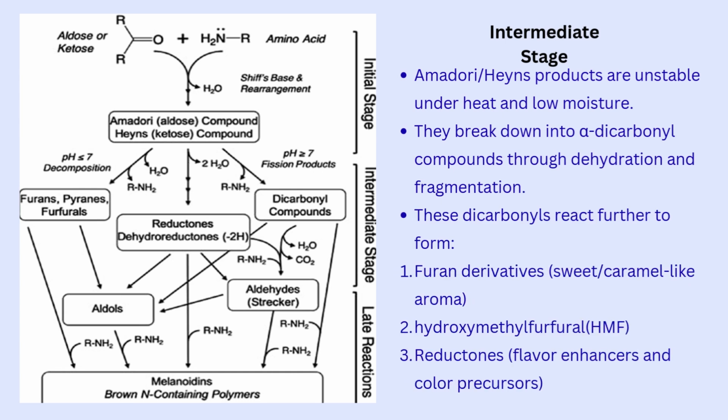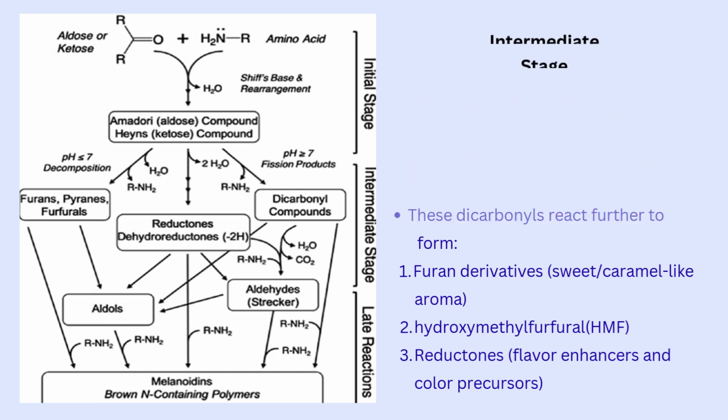Next comes the intermediate stage. The Amadori and Heyns products are unstable, especially when exposed to heat and low moisture. Now they break down into alpha-dicarbonyl compounds through dehydration and fragmentation. These dicarbonyls give rise to important flavor and aroma compounds, including furan derivatives, which provide sweet or caramel-like notes, hydroxymethylfurfural or HMF, and reductones, which act as flavor enhancers and color precursors.